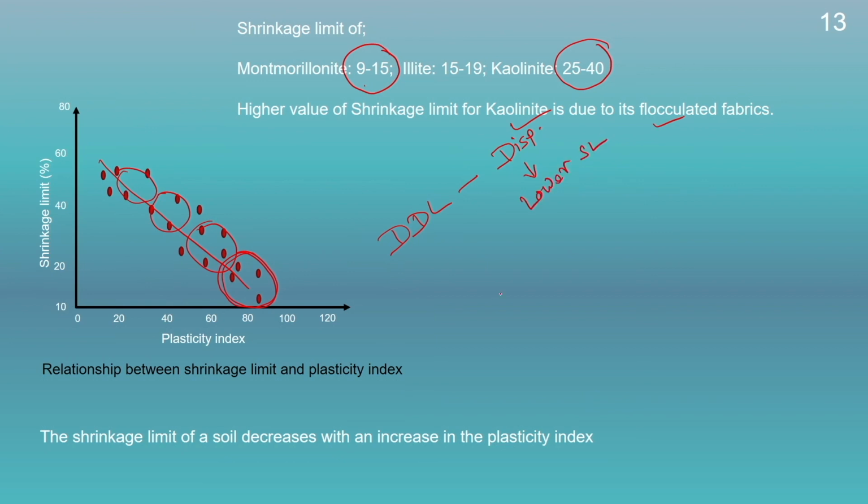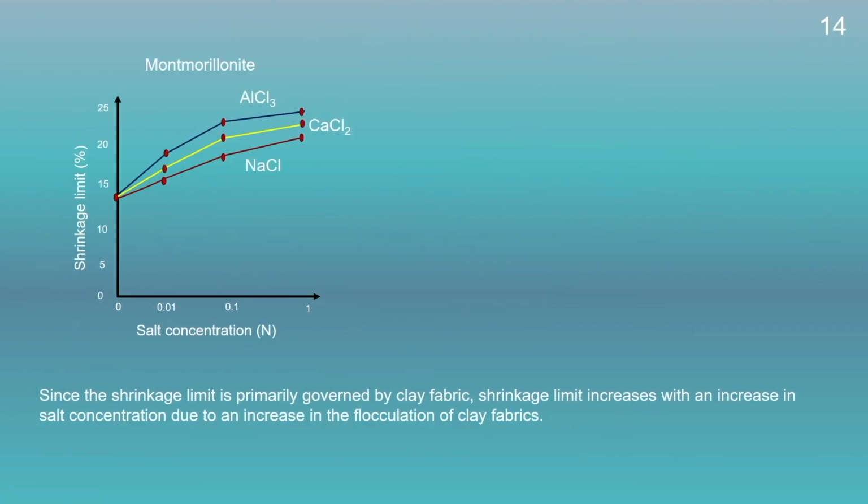Therefore, a soil with a higher value of liquid limit will have a low value of shrinkage limit. Now, if we compare the shrinkage limit of montmorillonite soil at different salt concentrations and different types of valency of the salt, we can see this trend.